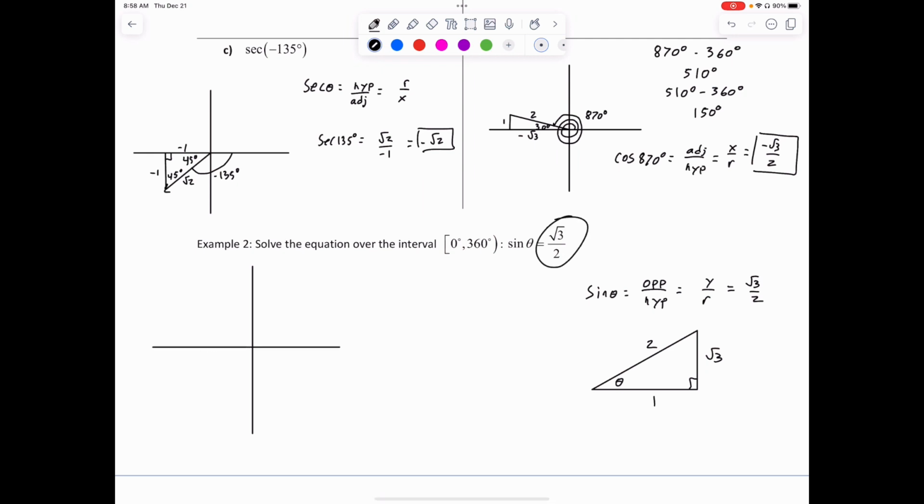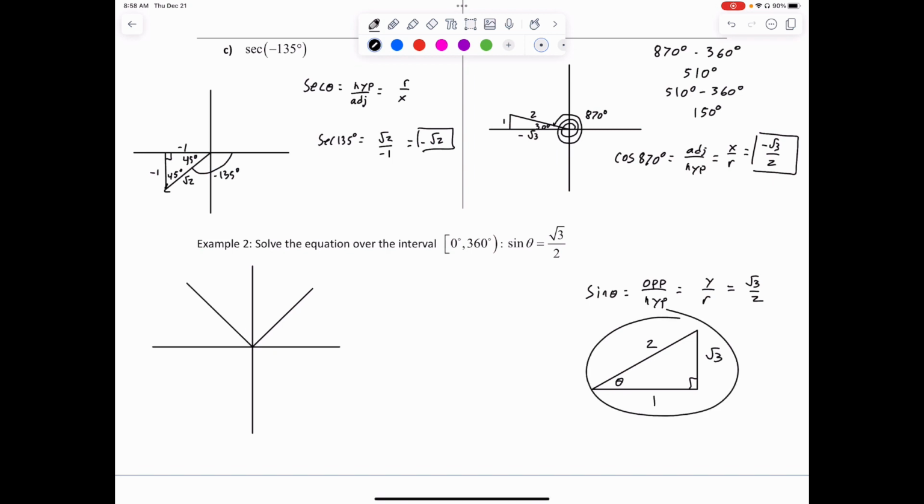We know that the sign is positive. If the sign is positive, that means we are in the first or second quadrant, either here or here, because that's where we get a positive y value. So it's possible we could get one answer, or it's possible that we could get two answers. So I could get some angle theta here or some angle theta here.